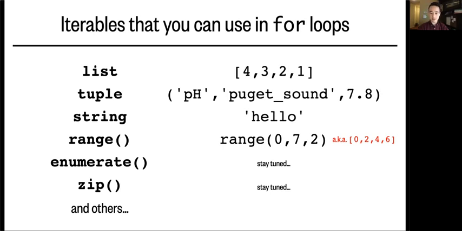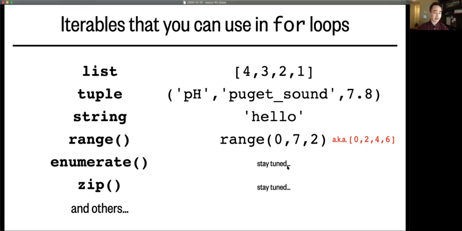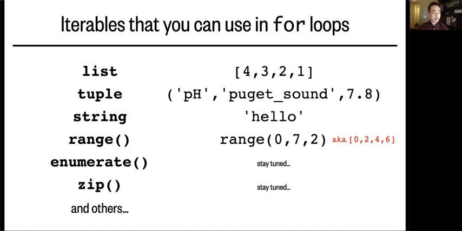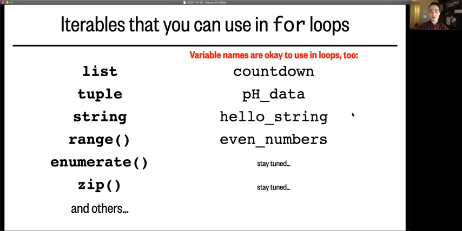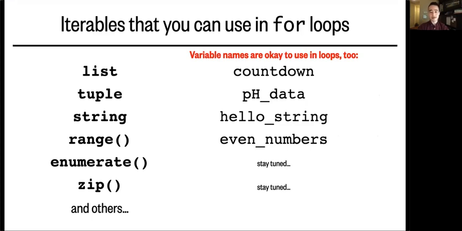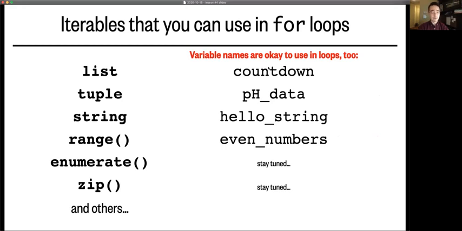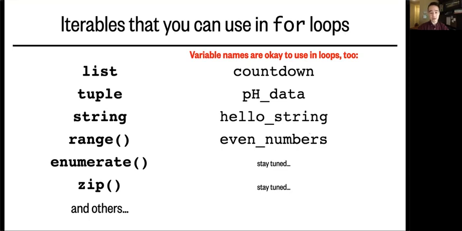And finally, there are these last 2 iterables, the enumerate and the zip functions, which we haven't learned yet, but we'll get to later in this lesson. So these are all collections of objects that you can use to iterate over in a loop. And of course, you can refer to iterables in a loop by assigning them to variables beforehand, like for instance, countdown for the list, ph_data for the tuple, hello_string for the string, or even numbers for the range object.